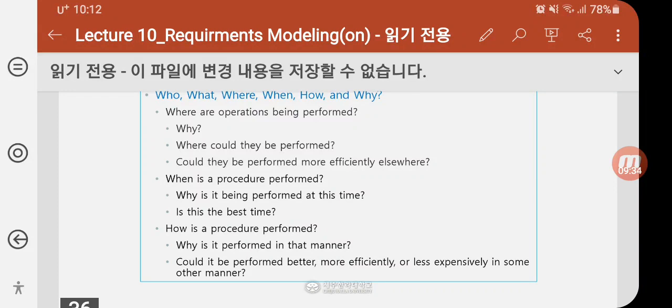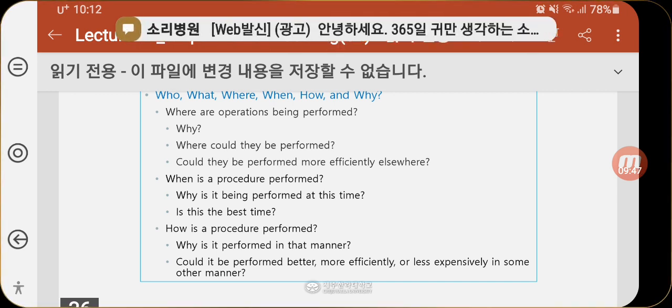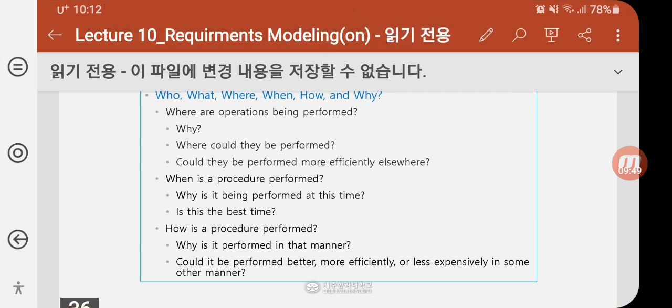Where are operations being performed? Why? Where could they be performed? Could they be performed more efficiently elsewhere? When is a procedure performed? Why is it being performed at this time? Is this the best time?